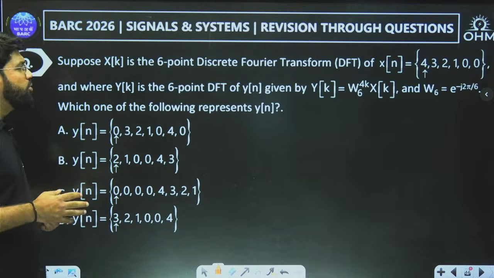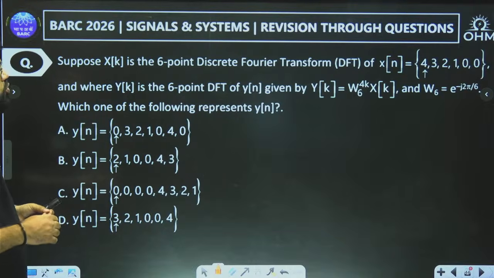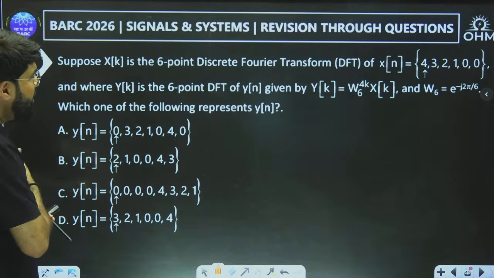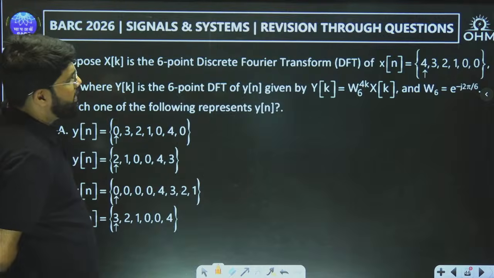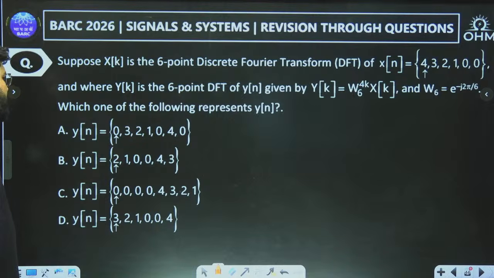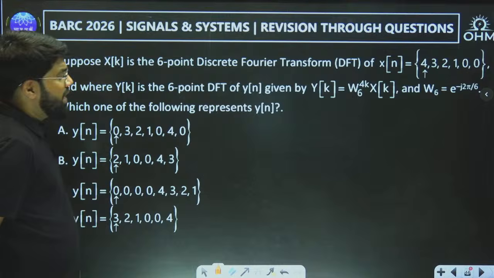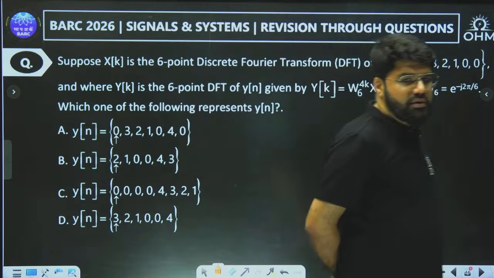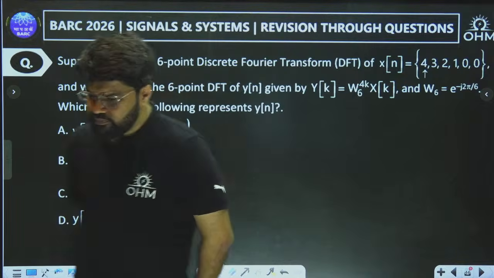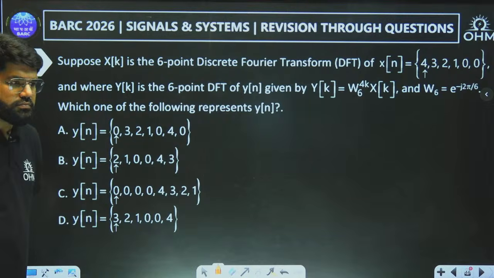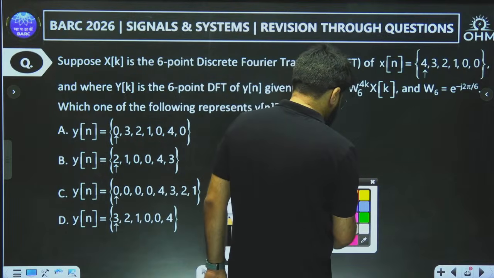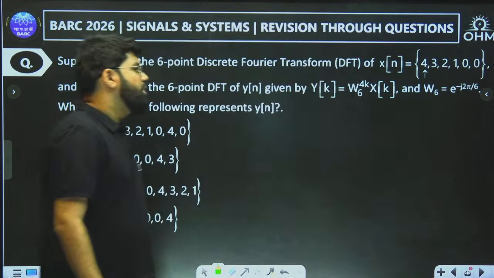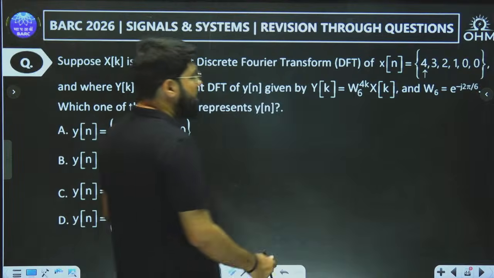Suppose xk is the 6-point DFT of xn, 4, 3, 2, 1, 0, 0, and yk is the 6-point DFT of yn given by W6 power 4k times xk, where W6, the twiddle factor, is defined as e power minus j 2 pi by n. Which of the following represents yn? Xn is given and the relation between the DFTs is given: Yk equals W power 4k into Xk.